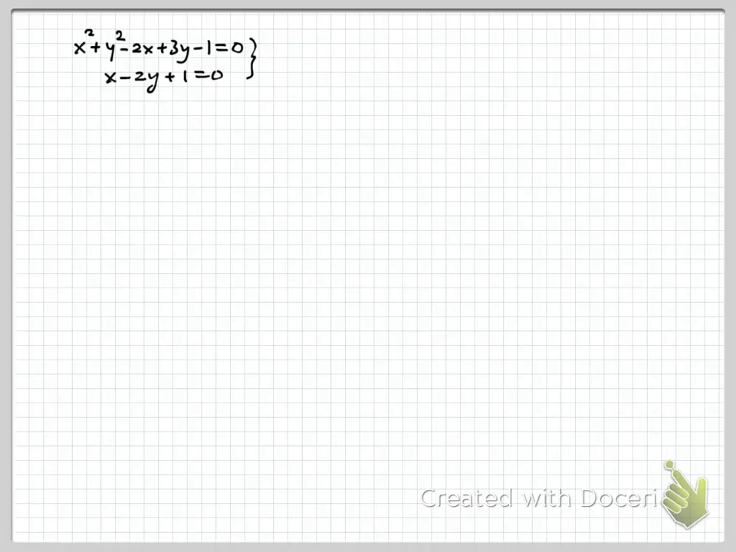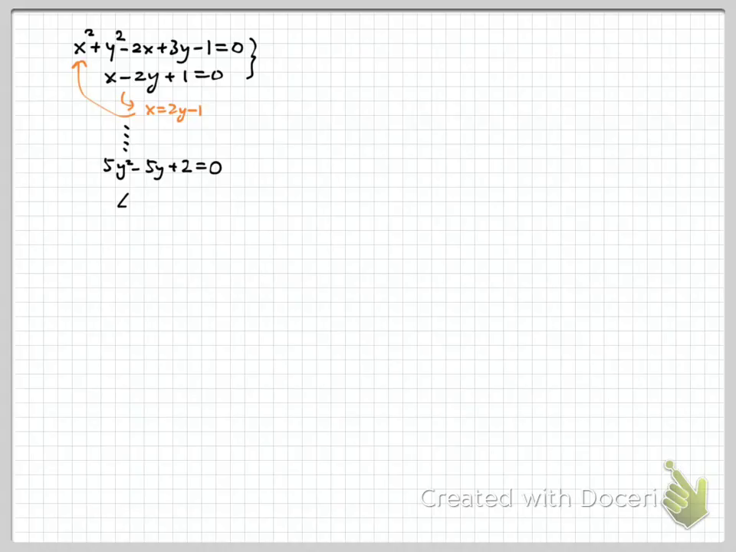So once again, we look at this. To save time, I will change this to x equals to 2y minus 1, and put it into the original circle. And then that will give you, you can do it on your own, 5y squared minus 5y plus 2 equals to 0.